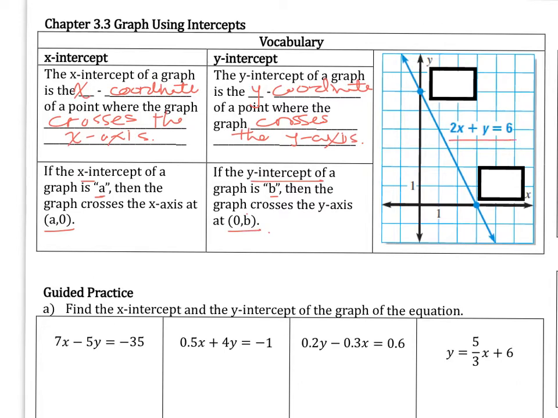So if I give you an equation of the line 2x plus y equal to 6, then the x-intercept will be 3, 0. When y is 0, x is 3. And vice versa, the y-intercept will be 0, 6. If x is 0, y is 6.